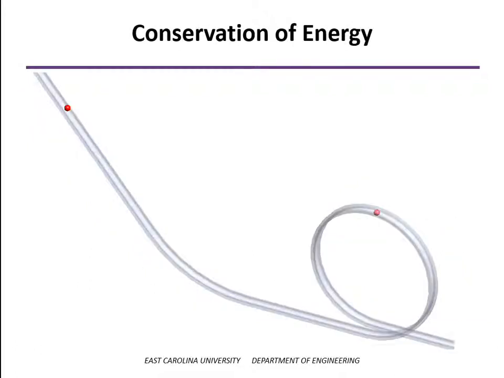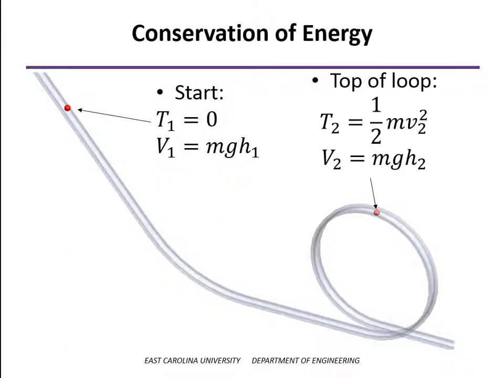And so now we can apply conservation of energy. At position 1, at the start, we're dropping it from rest, so the kinetic energy is equal to 0, and the potential energy is the weight times the height, or mgh1. At the top of the loop, we have a kinetic energy of 1/2 mv2 squared, and v2 would be the velocity we just found, the minimum velocity required to make it around the loop, and the potential energy will be the weight times h2, and h2 is just 28.5 feet we just talked about.